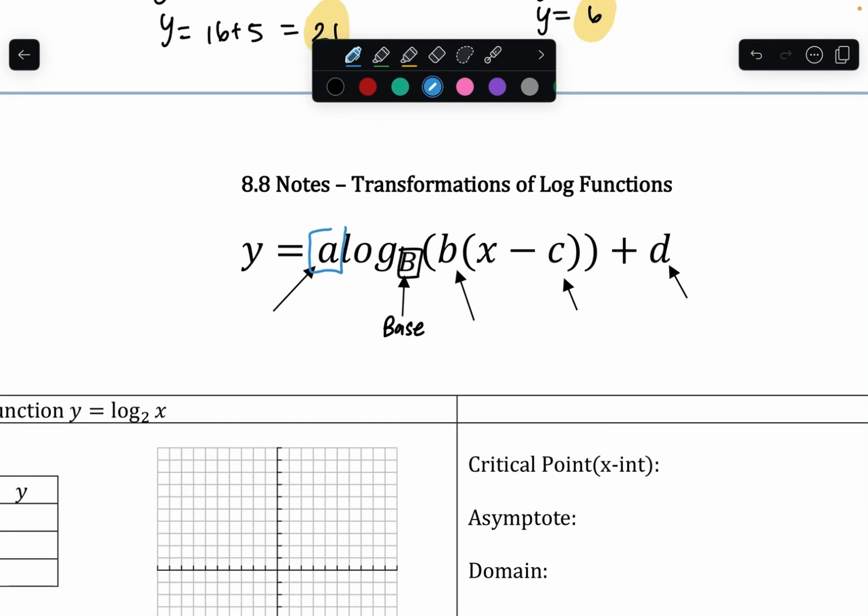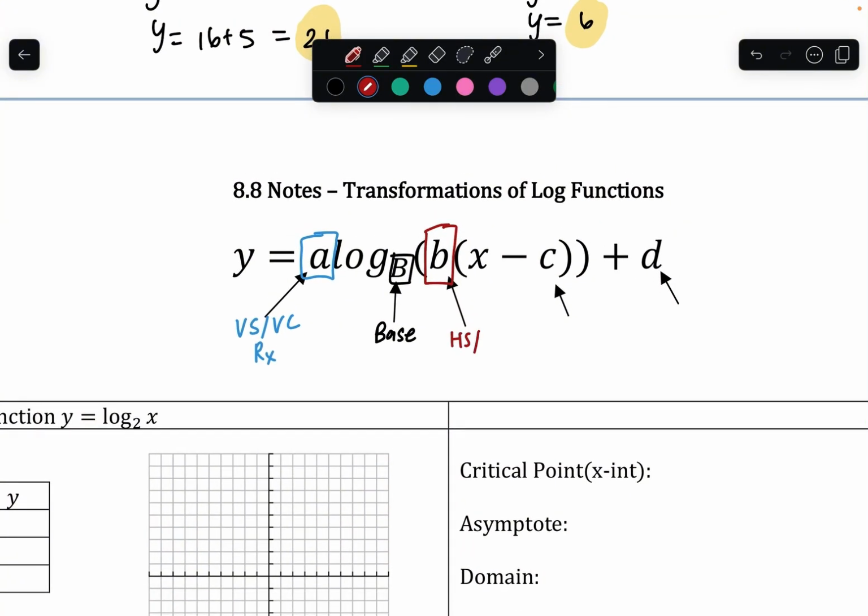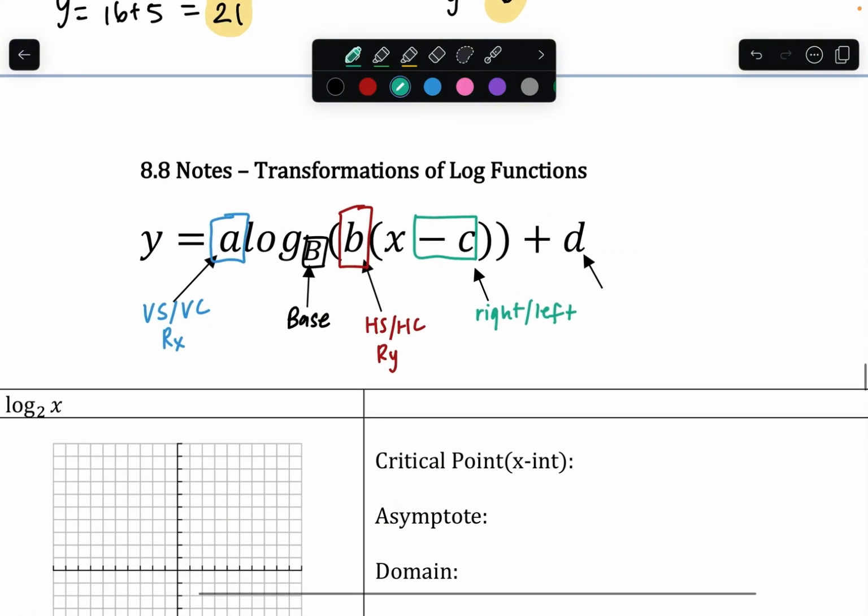Next, this multiplier out front is going to be your vertical stretch, your vertical compression, or your vertical reflection across the x-axis. This multiplier inside the log, inside the argument, is your horizontal stretch, your horizontal compression, and your horizontal reflection across the y-axis. This C value is your right and left. And remember, everything inside the log, inside the argument, inside the parentheses is opposite. And then D is up and down.